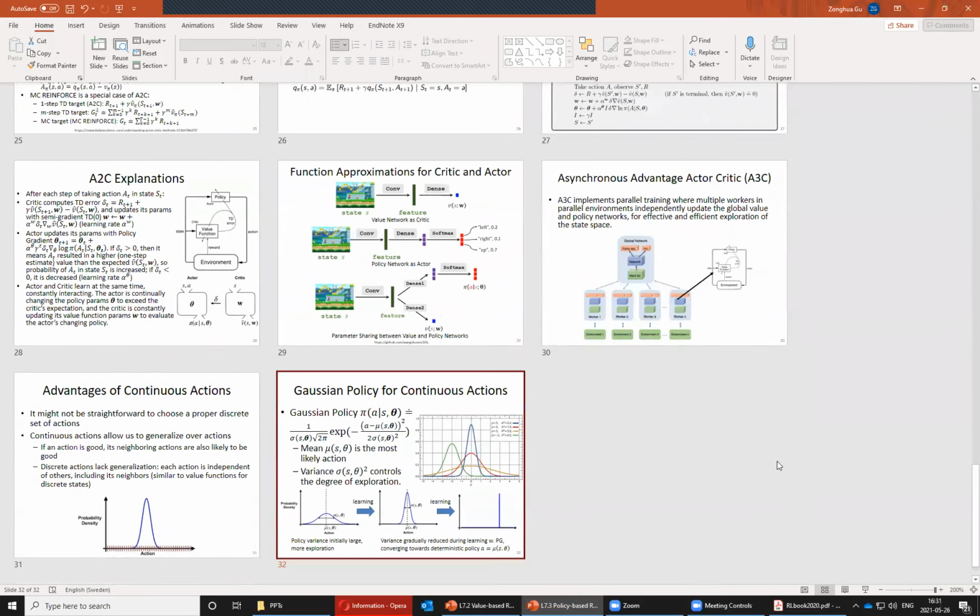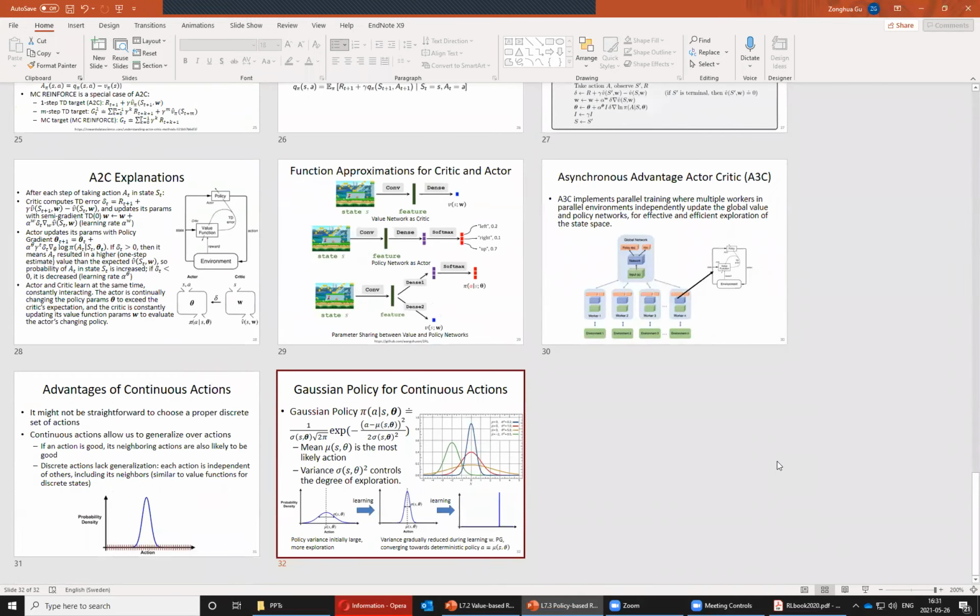In reality, for autonomous driving especially, both value-based and policy-based methods are used pretty much equally. Both are very popular.